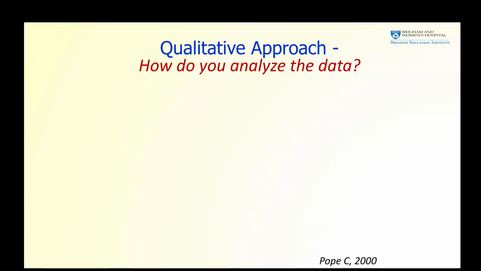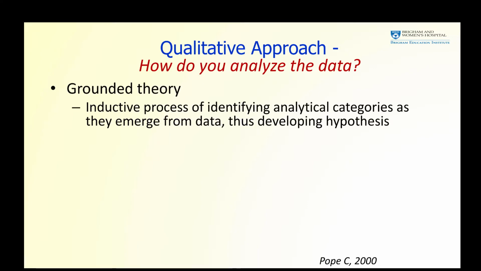There are two overarching theories that are common in the literature for how we analyze the data. Grounded theory is based on the inductive process of identifying analytical categories as they emerge from the data. Thus, the goal is from the ground up, developing a hypothesis. So, in our last example, if we use a grounded theory model, we would identify that part of the hobbies and interests of our residents requires physical activity.